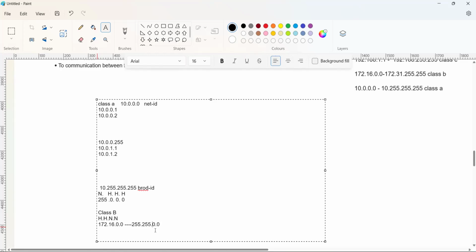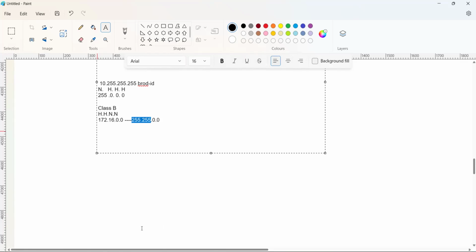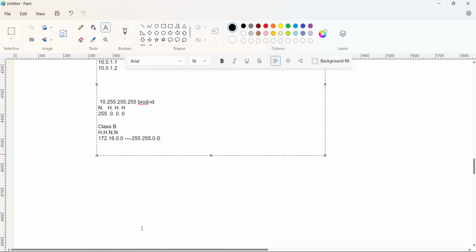So we can get valid IP addresses from this range only. We will not get this IP address. These are the closing bits and these are the open bits. 0 means open, and 255 means closing bits, and 1 means closed. Now you got it? Yes.